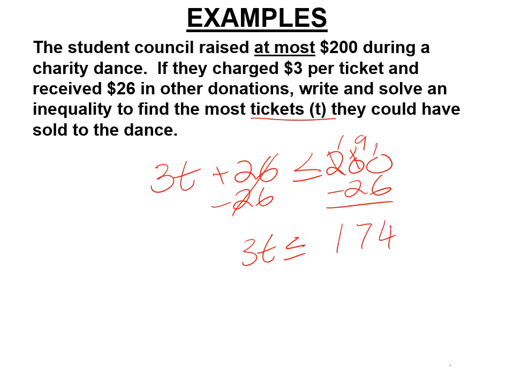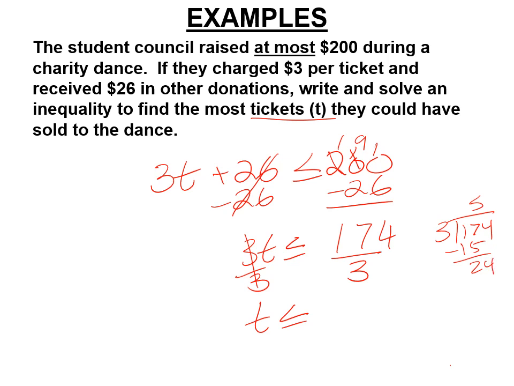3t is less than or equal to 174. Divide both sides by 3. So we're going to do a little side work here. 3 times 6. Oh, no, 6 is too big. 5. 3 times 5 is 15. 3 into 24 goes 8. It's 58. T for tickets. At most, they sold 58 tickets. They couldn't have sold more than that.